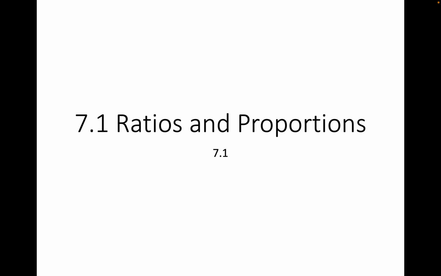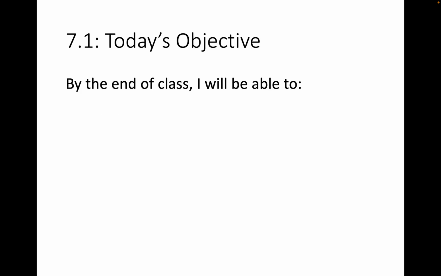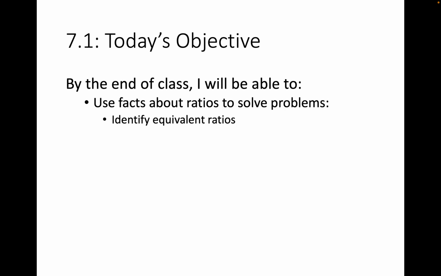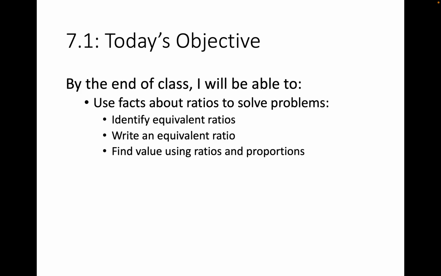And to figure out how much bigger or smaller a shape is compared to another one that is similar, we need to use ratios and proportions. So that's why we're going to start out Chapter 7 with ratios and proportions. By the end of the day, you'll be able to do the following things. You'll be able to use facts about ratios to solve proportions, to identify equivalent ratios, write equivalent ratios, and finally find the values using ratios and proportions.